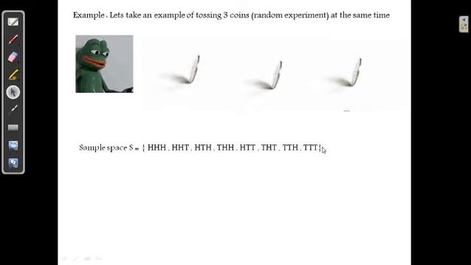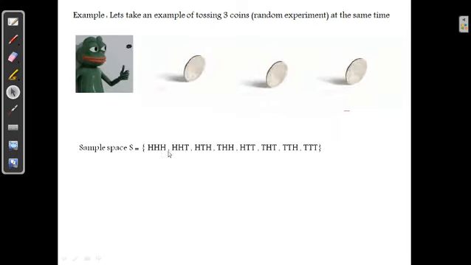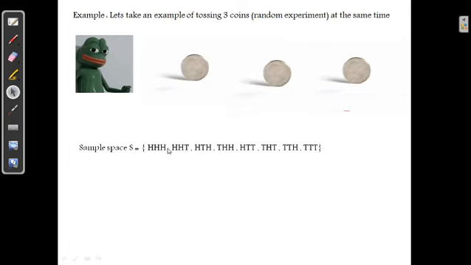Hello? Yes, sir. Okay. Next, so this is your sample space. Whenever you're given a problem, the first thing you need to find is the sample space. The sample space for this is head head head, head head tail, head tail.